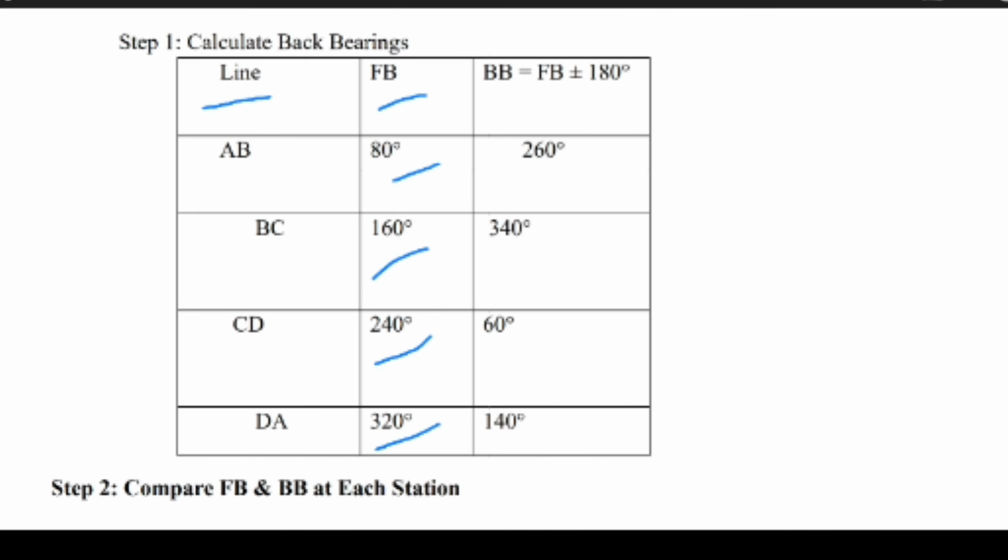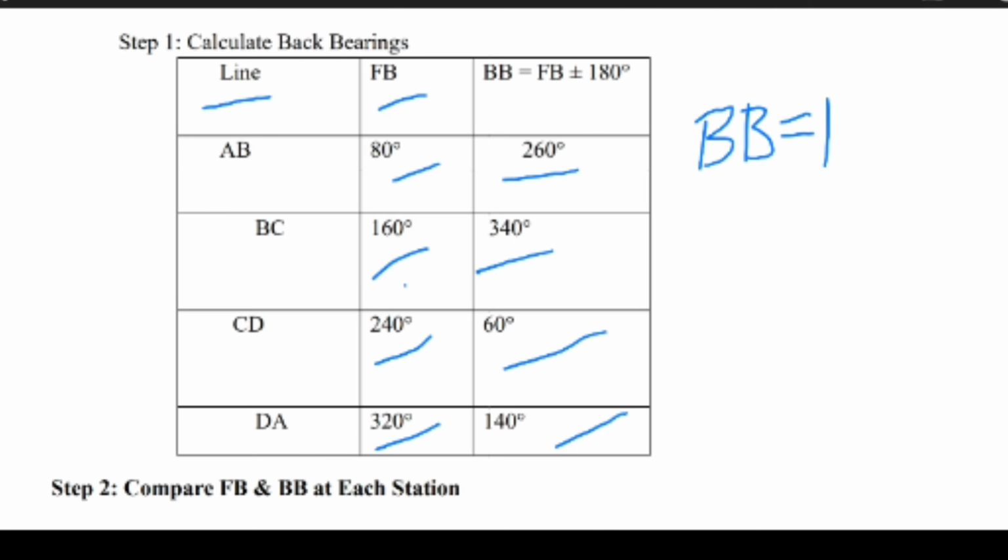So back bearing we need to calculate: fore bearing plus or minus 180 degrees. If it is less than 180 degrees, I have to add. If it is more than 180 degrees, I have to subtract. If you do, you will get these values. The fore bearing is given; it is less than 180 degrees, so you have to add fore bearing plus 180 degrees. Where it is more than 180 degrees, you have to subtract. Nothing but the formula I am going to write here for back bearing.